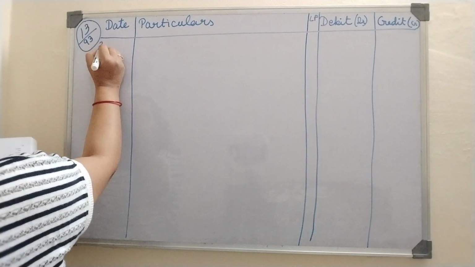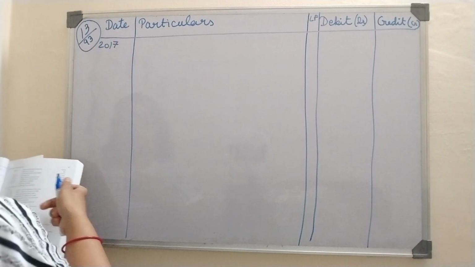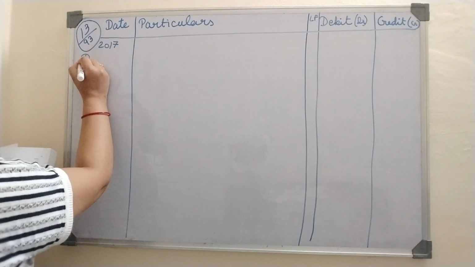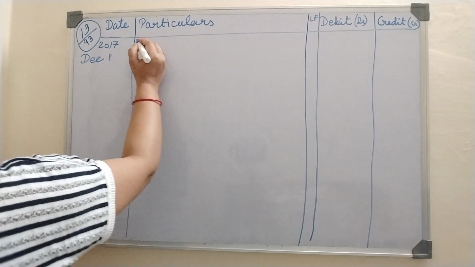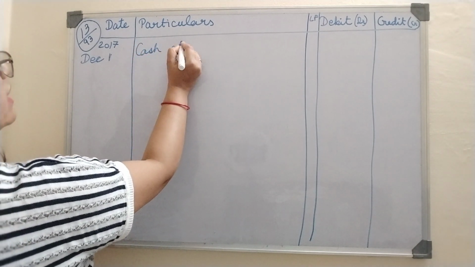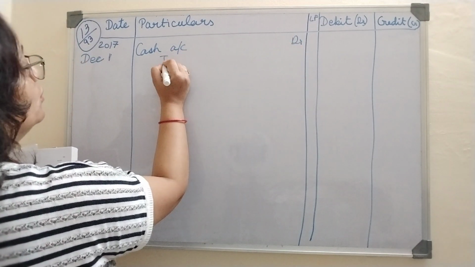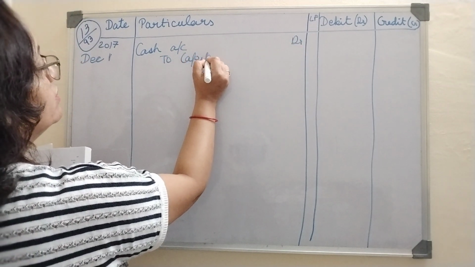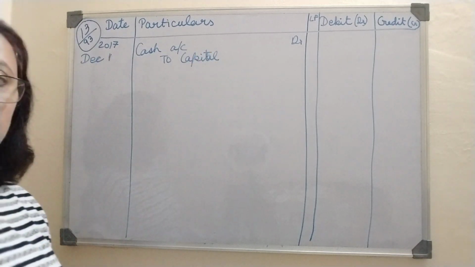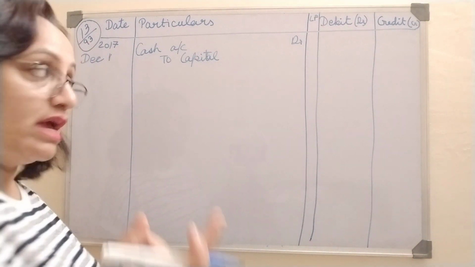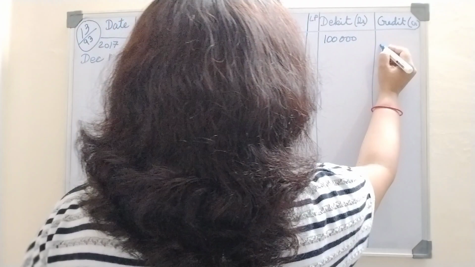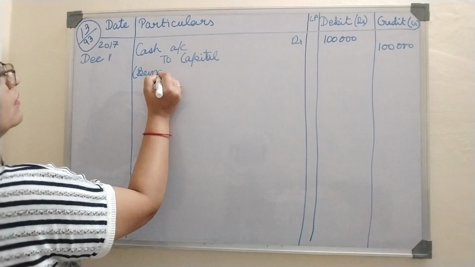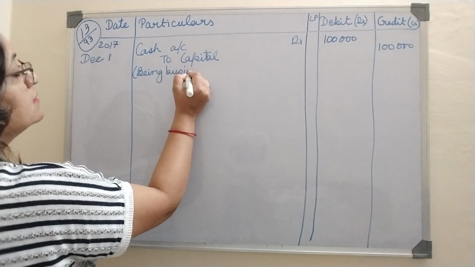Year is given as 2017 and the first date for the journal entry is December 1. Hema started business with cash. So as usual, cash account debit to capital. Whatever is brought into business is an investment and whatever is an investment is the capital. So it is 1 lakh. Being business started.